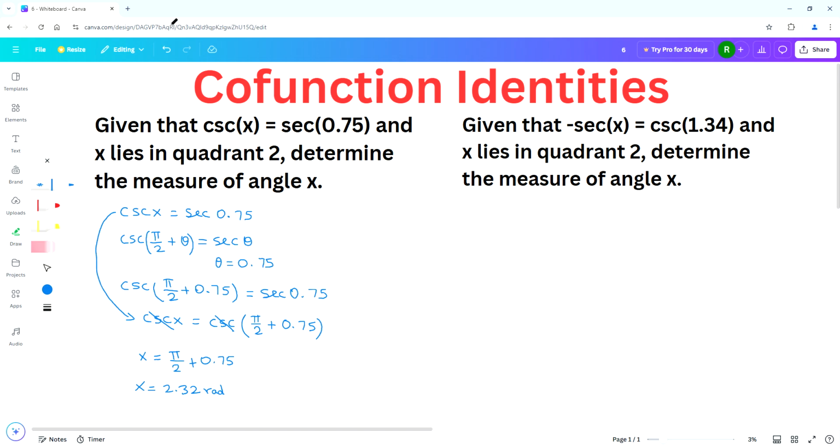Given that negative secant x equals cosecant 1.34 and x lies in quadrant 2, determine the measure of angle x. So we are given the equation negative secant x equals cosecant 1.34. We have to solve for x, so we should move the negative sign to the right side of the equation. We should divide both terms by -1.